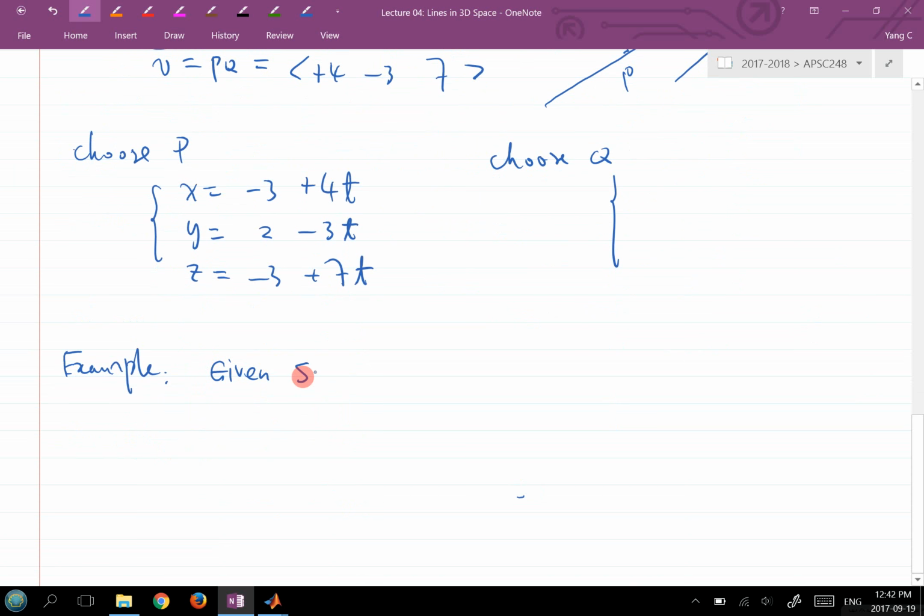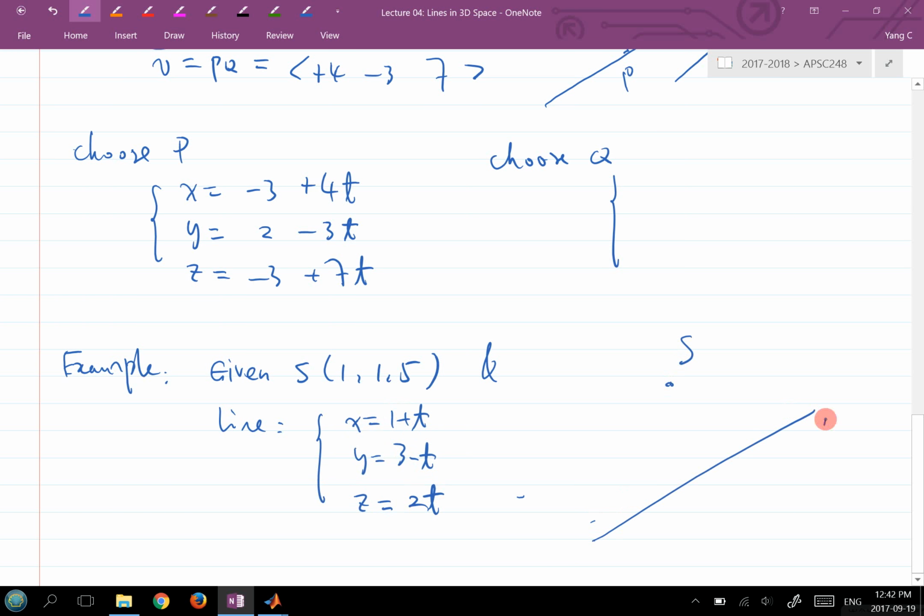So we'll give you a point S (1, 1, 5), and we'll also have a line given. The line here is x = 1 + t, y = 3 - t, z = 2t. So we're given a point and a line. Here's a point, here's a line, as illustration.